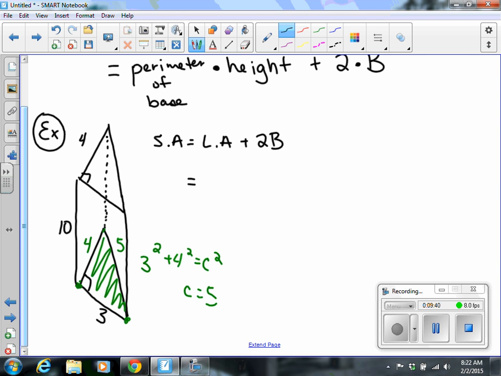Okay, so moving back to our lateral area here, the perimeter of the base, well, what's 3 plus 4? That gives me 7. 7 plus 5 gives me 12. So I have my perimeter times, well, what's the height? How far are my 2 triangles stretched from each other? I see that I have a 10 here. This 10 is from this point here all the way up to this point. So that must be my height.